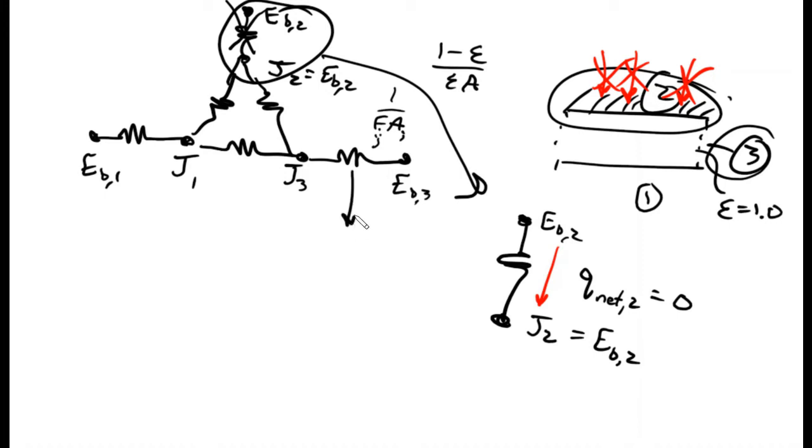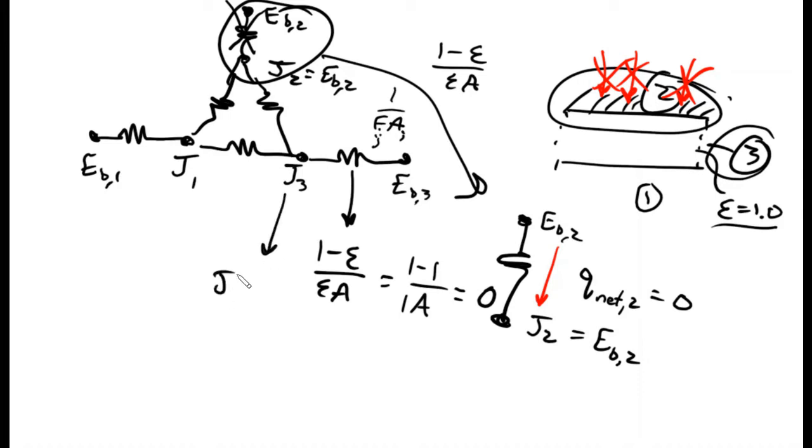If we have an emissivity of 1, this surface resistance, which is 1 minus the emissivity over emissivity times area, is going to be 1 minus our emissivity, which is 1, over 1 times area. 1 minus 1 is 0. This resistance is 0. If there is 0 resistance between 2 nodes, then that means they will have the same value. So again, J3 equals EB3.